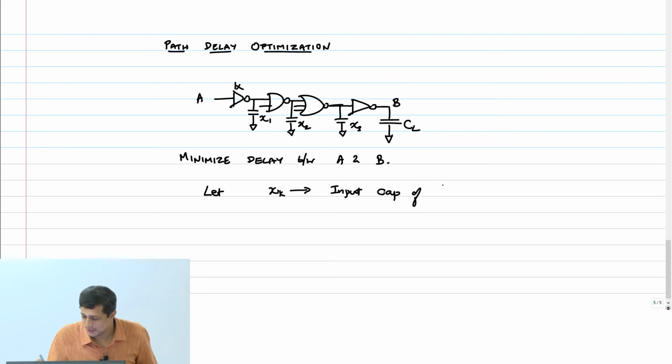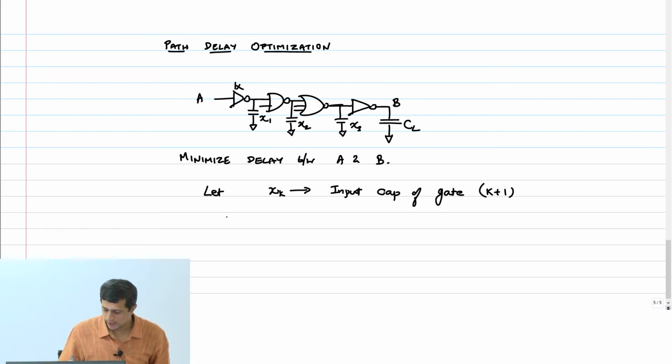Let Xk be the input cap of gate K plus 1. Okay, this is the input gate cap of the next gate. Make sure you don't count parasitic capacitances here. This is input gate cap of the next gate. It's just load capacitance. Those are my variables.